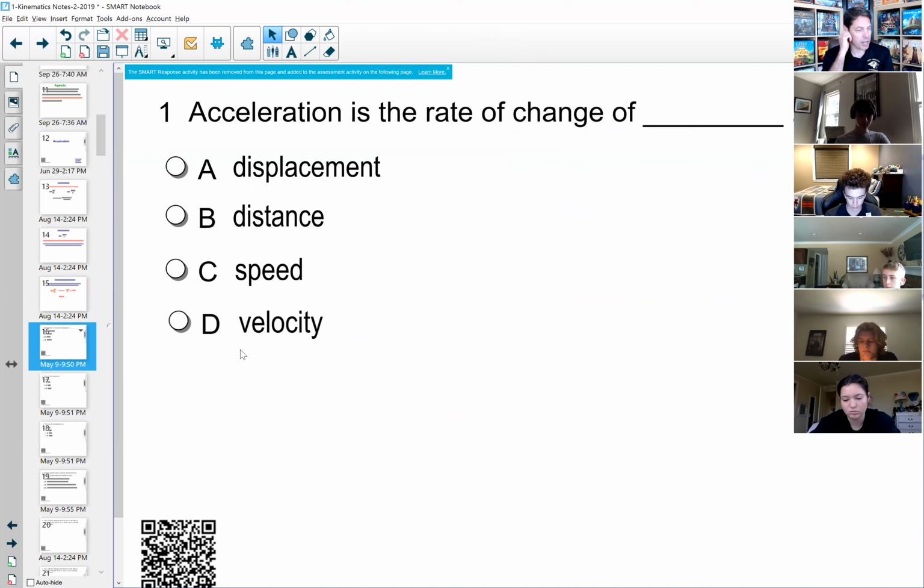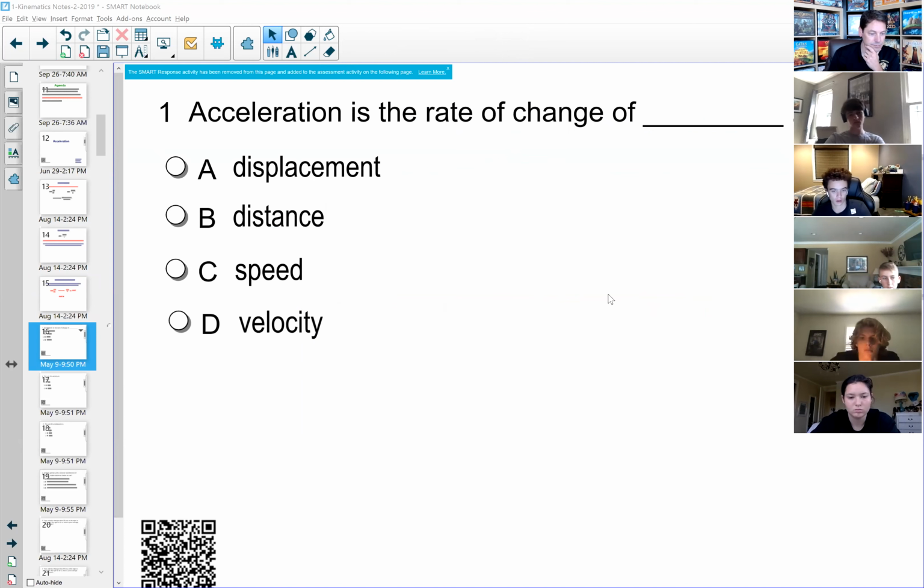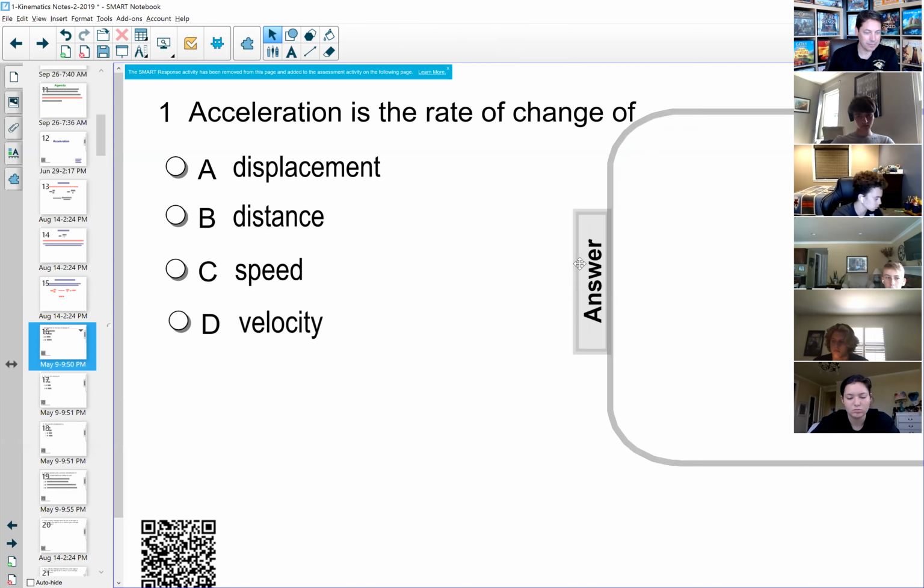Acceleration is the rate of change of what? Go ahead and put it in the chat. Good. Seeing from almost everybody the selection D. It is the rate of change of velocity. We can confirm that here.